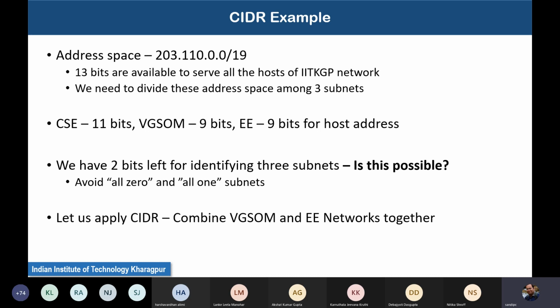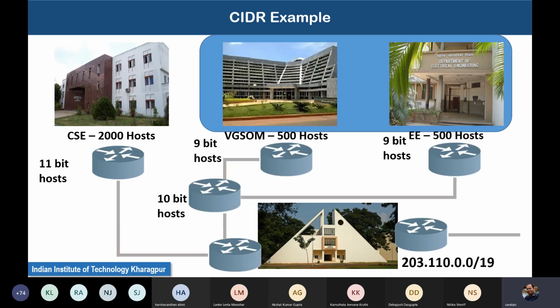So what is the solution? The solution here is that we have to apply CIDR and supernetting. Let us combine the VGSUM and EE networks together. If I combine them, I will get 1000 different hosts. I just put one additional router here. That network needs 1000 hosts, 500 for VGSUM and 500 for EE, so the combined network needs 10 bits for the host part.